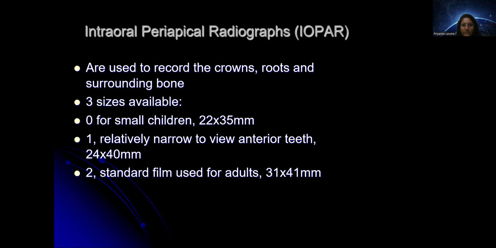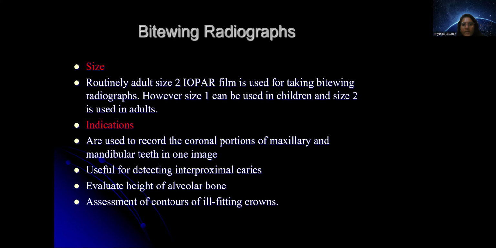Intraoral periapical radiograph is used to record the crown, root, and the surrounding tooth structures. They are available in three different sizes. Size 0 is used in children. The dimensions are 22 by 35 mm. Size 1 is slightly narrower, used in the adult anterior teeth. Size is 24 by 40 mm, and size 2 is the standard size and used commonly in adult patients. Size is 31 by 41 mm.